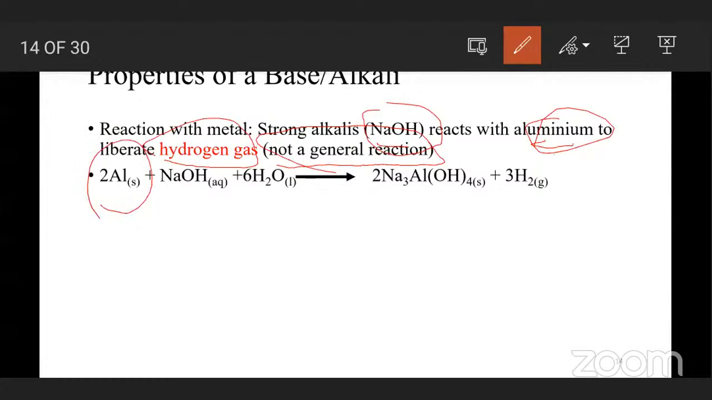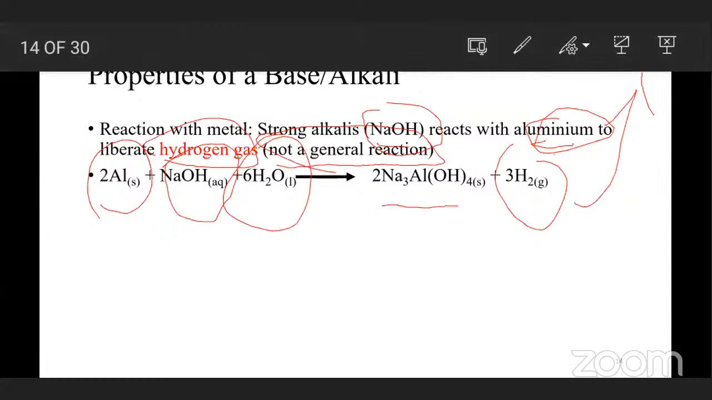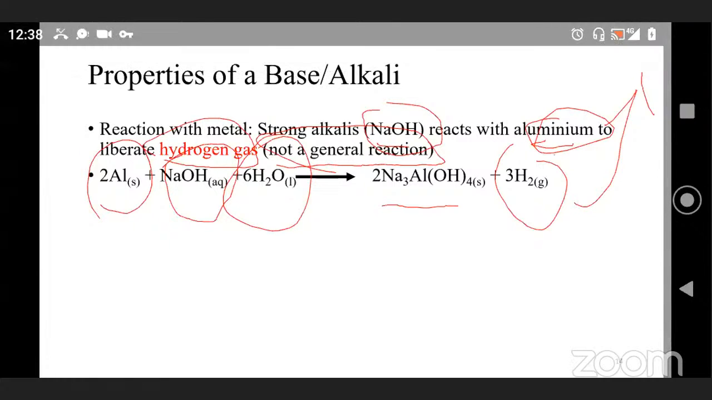So we have solid aluminum dropped inside sodium hydroxide solution, in the presence of 6 moles of water, and then you have this sodium aluminate, with the evolution of hydrogen gas. It's not a general reaction, but that reaction does occur. And this is the end of the second unit of this course.